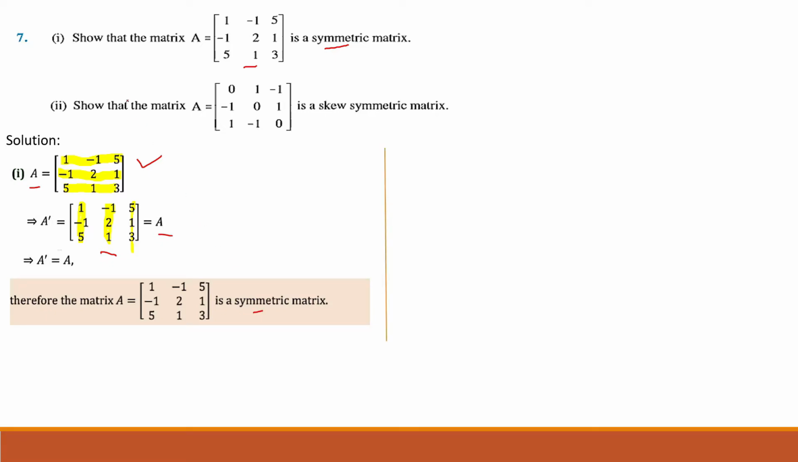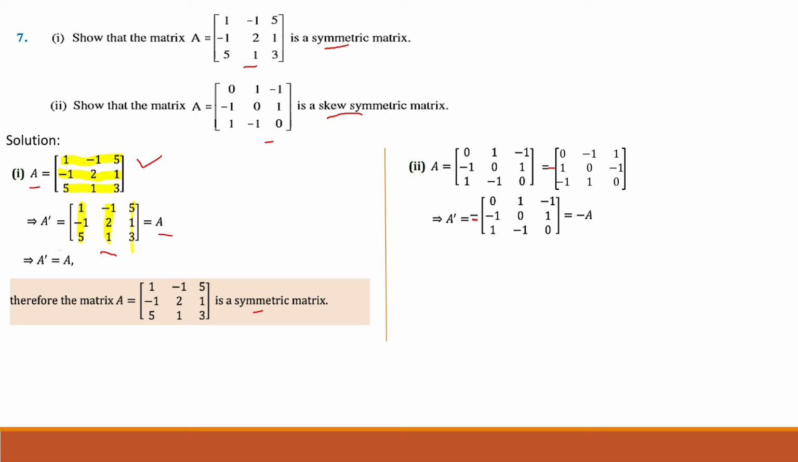And in the second question we have to show that matrix A is a skew symmetric matrix. Matrix A is given to us, here we will take its transpose. First row, second row, third row will become first column, second column and third column respectively. And taking out the negative sign from this matrix, it will be like this: 0 1 minus 1, minus 1 0 1 and 1 minus 1 0. So this is nothing but matrix A only.